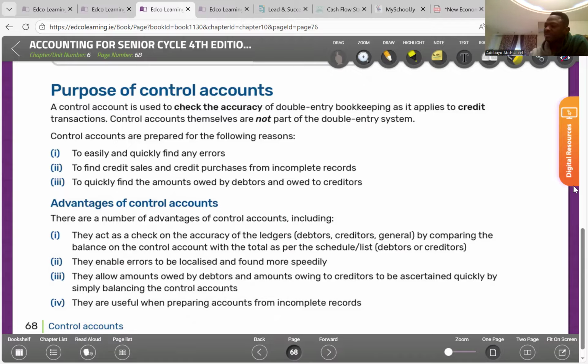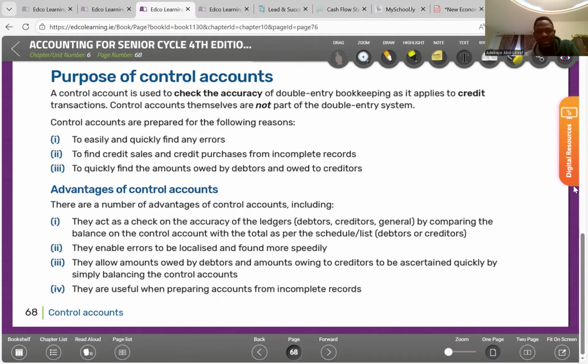Do you get that? The third one, to quickly find amounts owed by debtors and owed to creditors. Because the debtors control account and creditors control account is all about credit sales and credit purchases. It simply means with the control account, we can figure out the total amount we are owing to our creditors and the total amount our debtors are owing us. So these are the purposes of control account. Any question about that? Then we'll go to the advantages now.